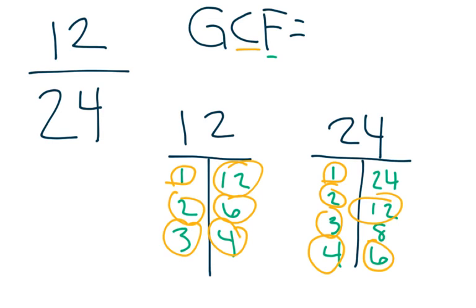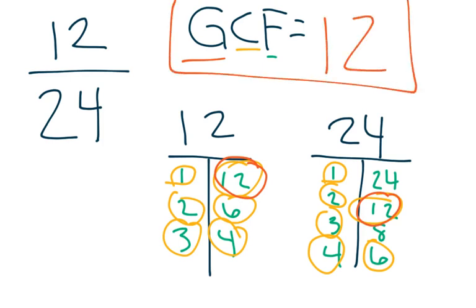So I'm going to double check one more time. 24, nope. 8, nope. So then I'm going to the greatest. And the greatest I see out of all these would be 12. So my GCF here is 12.